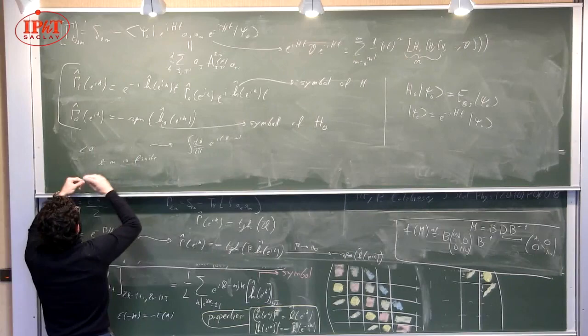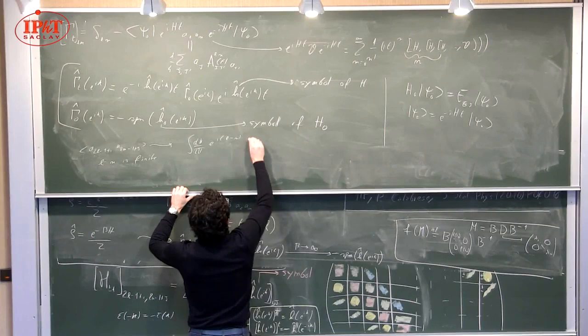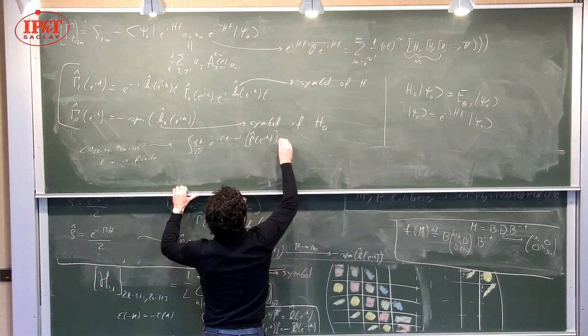2n minus 1 plus j. Let's say I consider this. So here you have L minus n, and then you will have here the symbol of the correlation matrix, index i and j. This is in the thermodynamic limit.